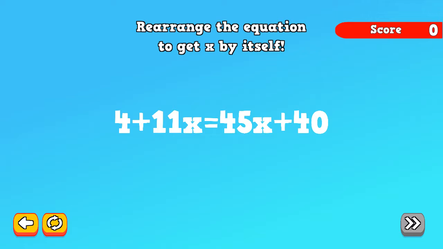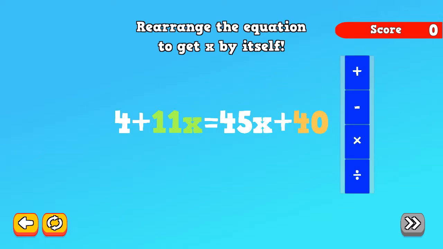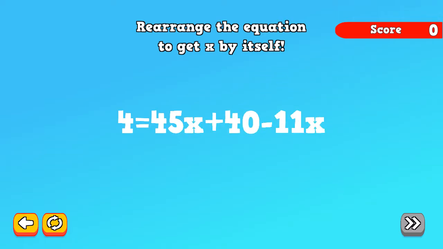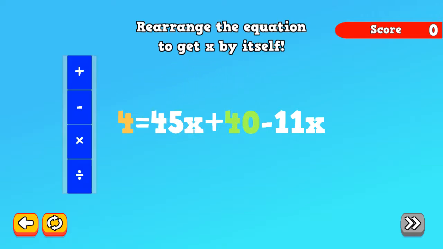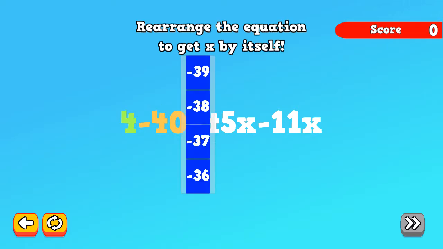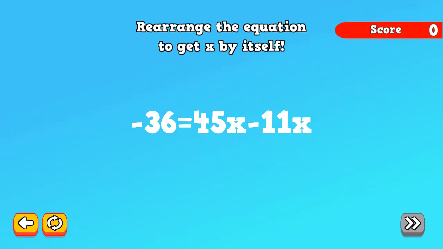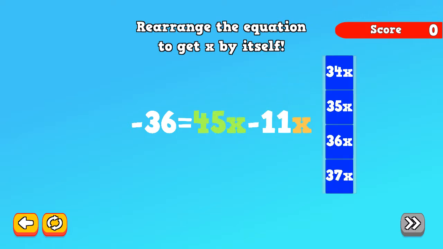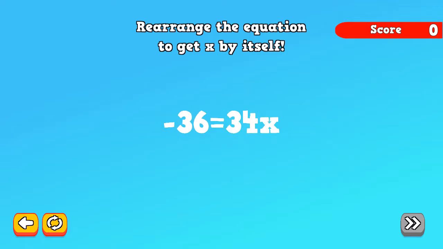From here, what we want to do is group all the x's together and all of the numbers together. So that means firstly bringing this 11x over to the other side of the equation. That was an addition, so we're going to have to subtract him. And then bringing the 40 over to the other side of the equation. So that was an addition, and we want to subtract him on the other side. Cool. From here, we just group our numbers. So 4 minus 40 is minus 36, and 45x minus 11x, it's basically just 45 minus 11 times x, is going to give us 34.